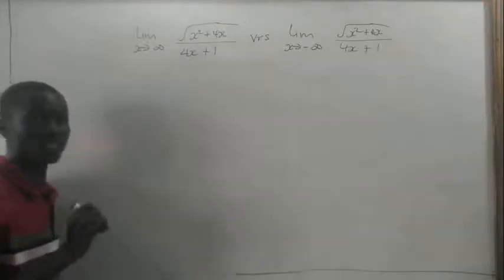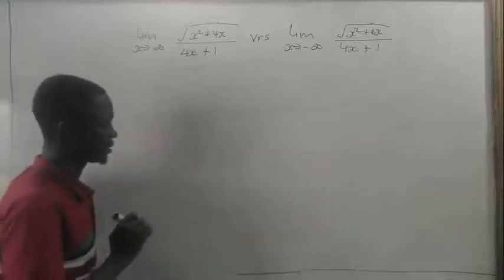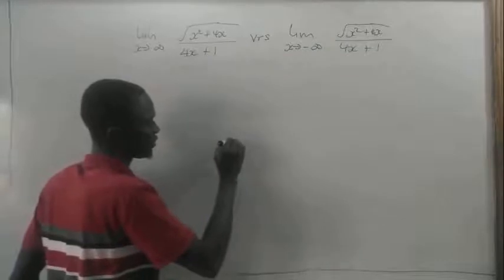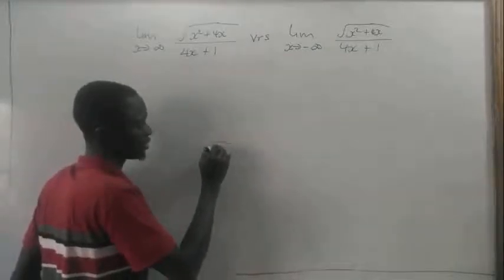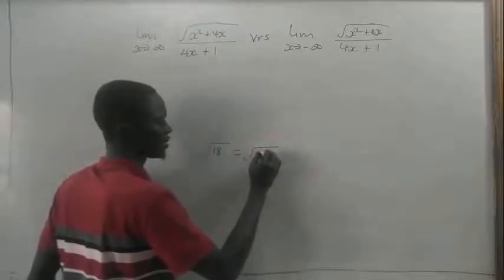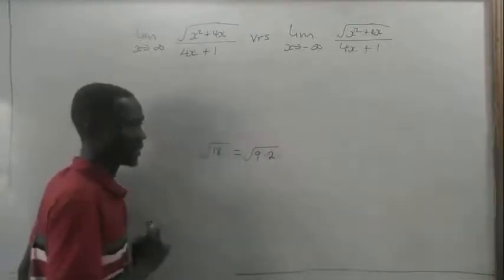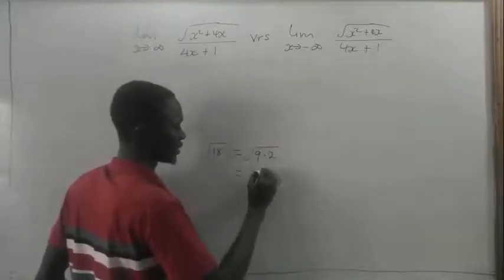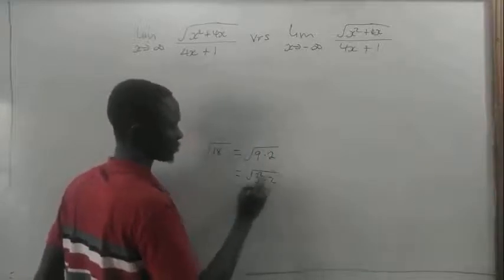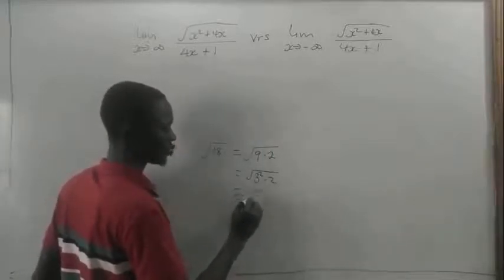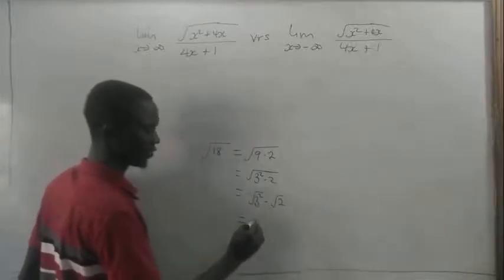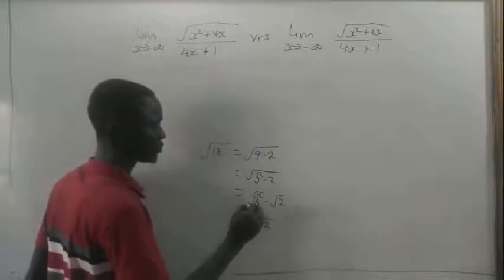And before we go through this, let's look at something here. If you remember the basic idea on surds, if you have, let's say, the square root of 18, it's the same as writing the square root of 9 times 2, because 9 is a perfect square. So this is the same as the square root of 3 squared times 2, which is the same as the square root of 3 squared times the square root of 2, and that is the same as 3 times the square root of 2.